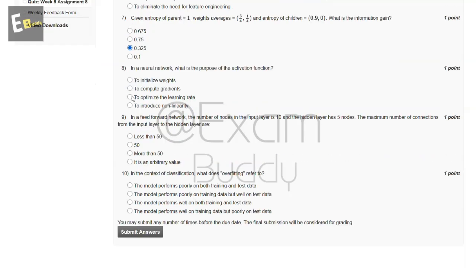Now the eighth question is in a neural network, what is the purpose of the activation function? So these are the options and the answer of our eighth question is D, to introduce non-linearity.